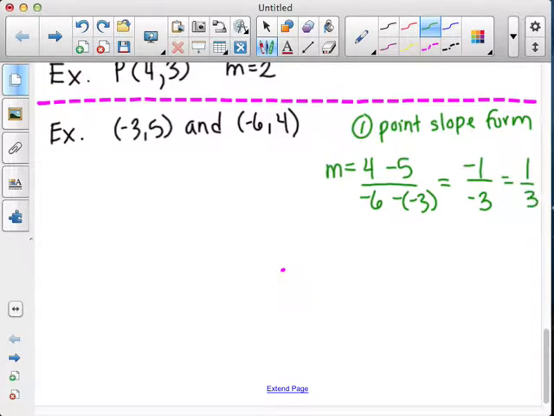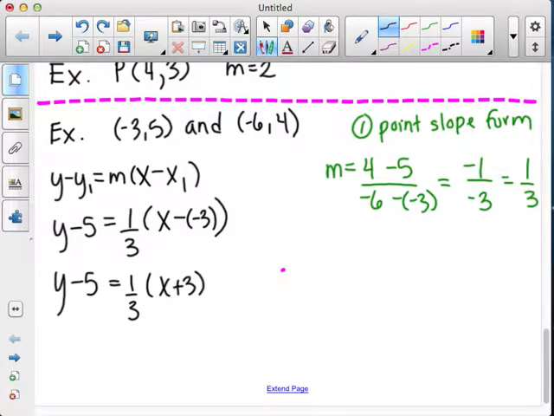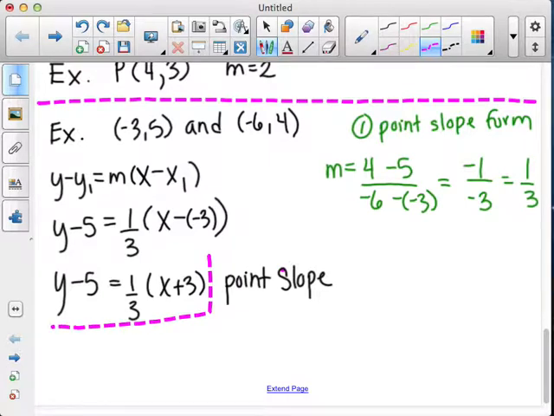There's my m. Now, when I write my equation, it doesn't matter which point I substitute. So remember, we're doing point slope. So y minus y1 equals m times x minus x1. So I'm going to plug in my point. I'm going to choose the first one. So y minus 5 equals 1/3 times x minus negative 3. So this becomes y minus 5 equals 1/3 times x plus 3. We're done with point slope form. Point slope. Done. Okay, box it in. There's my answer.